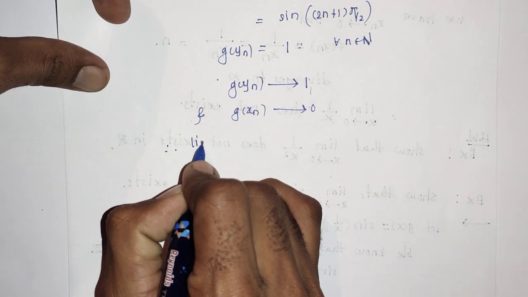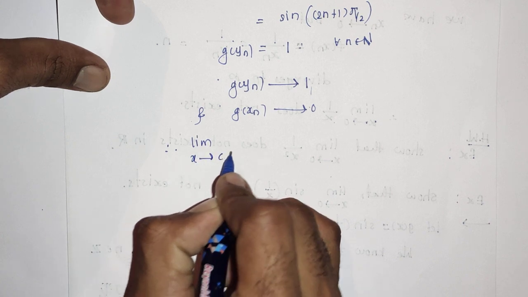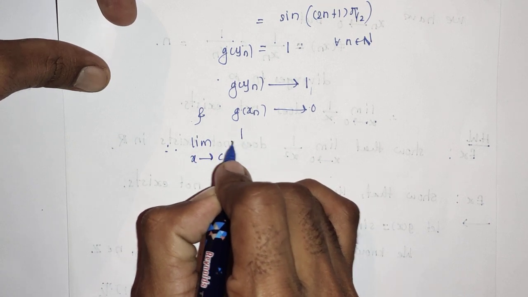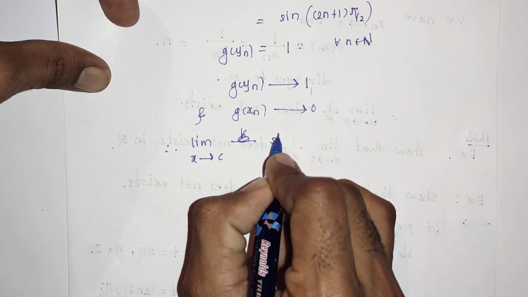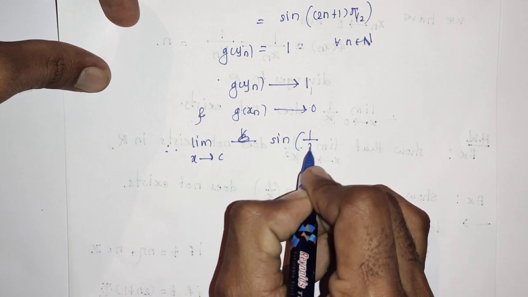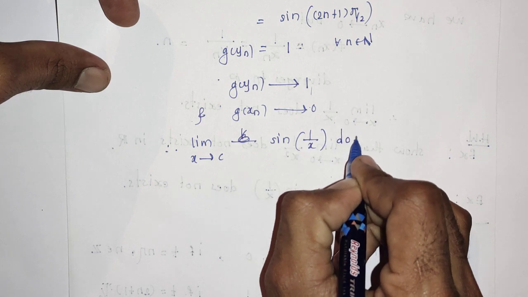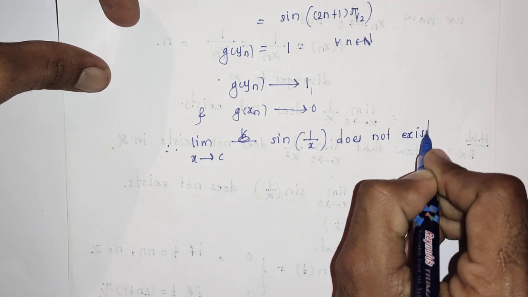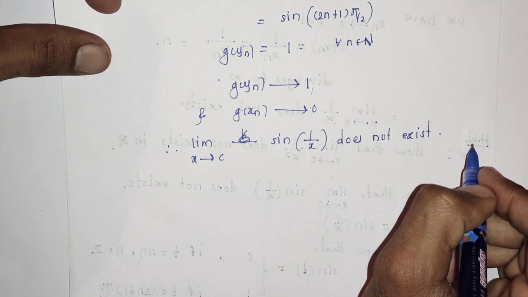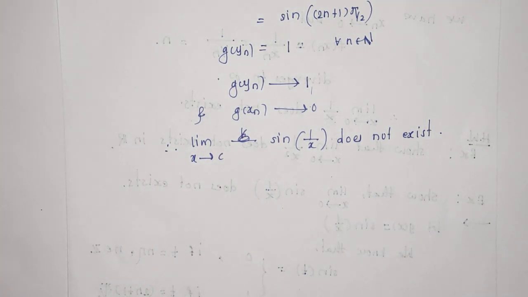Therefore, the limit as x tends to c of sin 1 by x does not exist. Now we will take the next example.